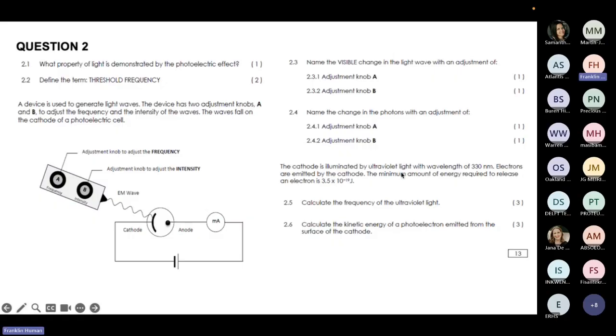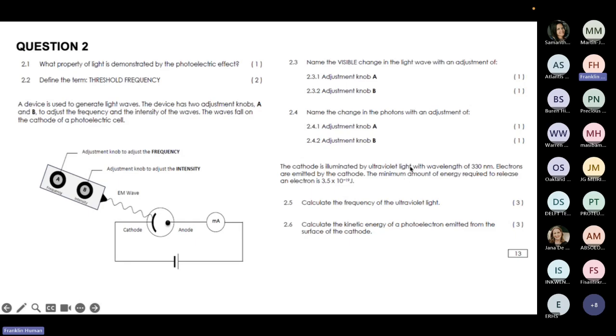The minimum amount of energy required to release an electron is 3,5 times 10 to the power negative 19 joules. That means that this value is the threshold frequency. Why? Because it's the minimum amount of energy required to release an electron.